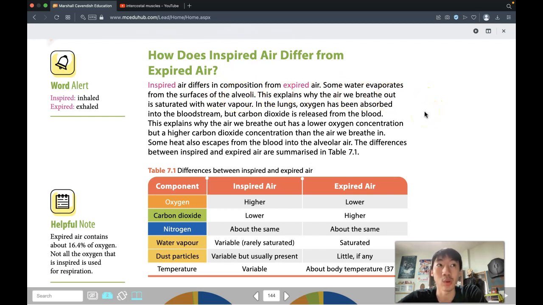So if you go to a cold country, you can see the water vapor around your mouth. In the lungs, oxygen has been absorbed into the bloodstream, but carbon dioxide is released from the blood. This explains why the air we breathe out has a lower oxygen concentration, but a higher carbon dioxide concentration than the air we breathe in. Some heat also escapes from the blood into the alveolar air. That's why your breath feels a bit hot.